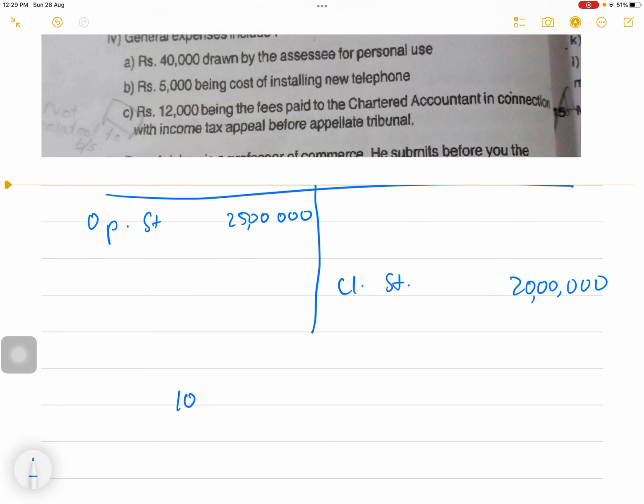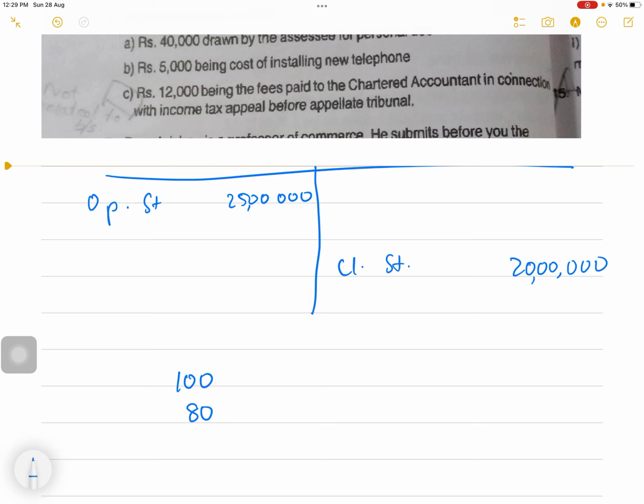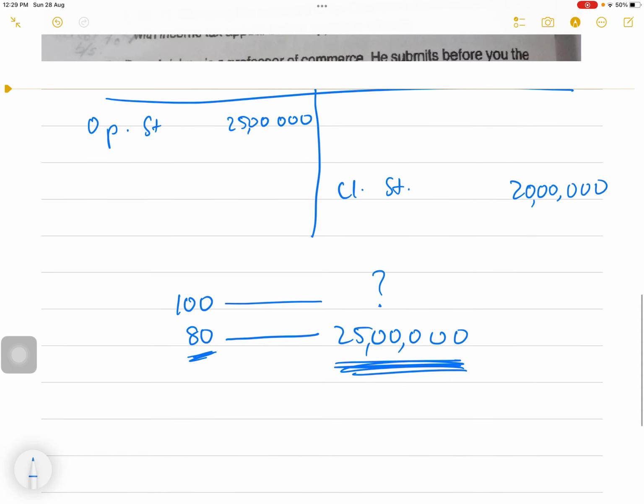That means if the opening stock is 100, you have written 80. If closing stock is 100, you have written 80, because both are undervalued by 20%. Now, this 80 is this 25 lakhs. So opening stock is undervalued by 20%, meaning instead of showing 100, you have shown 80. So this 25 lakh is 80. So how much is 100? Just do cross multiplication and find out.